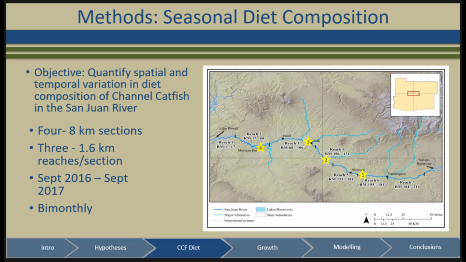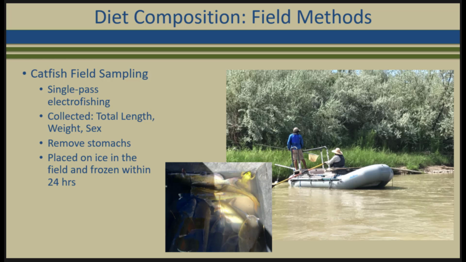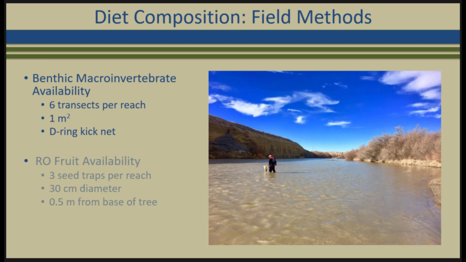It's about a 150-mile stretch of river. Each one of those was 8 kilometers in length, and I had 3 reaches within those sites that were nested within it. I sampled every other month from September 2016 to September 2017, and we used single-pass raft-based electrofishing to collect those stomachs. The stomachs were placed on ice in the field and frozen within 24 hours.